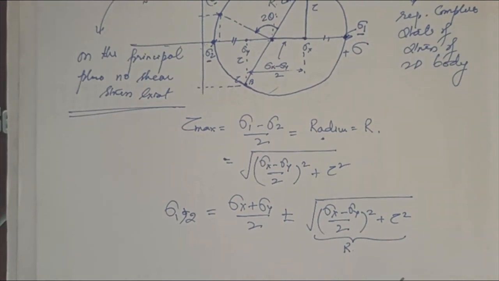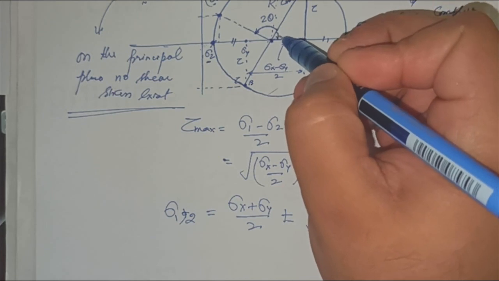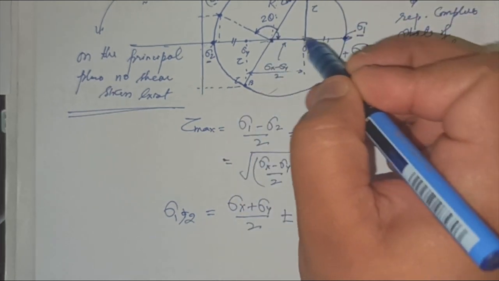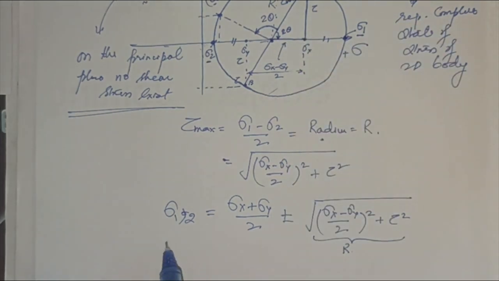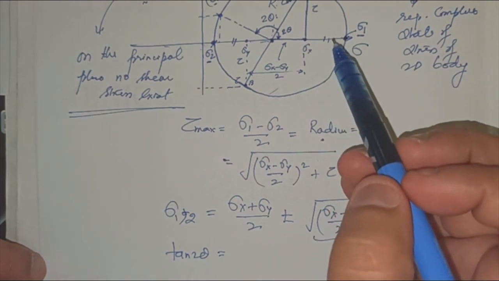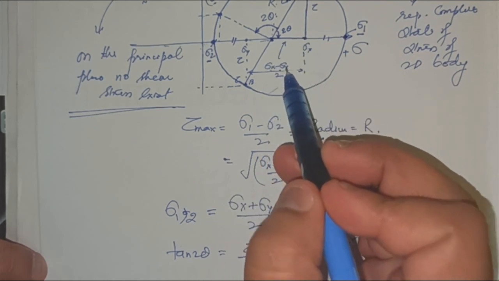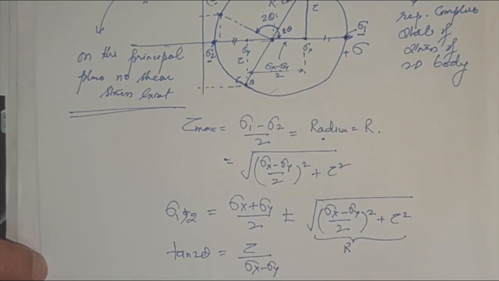Further, it's important to realize what the values of the orientations of these planes will be. We know that this orientation from this plane, if we consider a principal plane, is 2 theta. So tan 2 theta will be perpendicular upon base. The perpendicular is tau, upon the base, sigma x minus sigma y by 2.